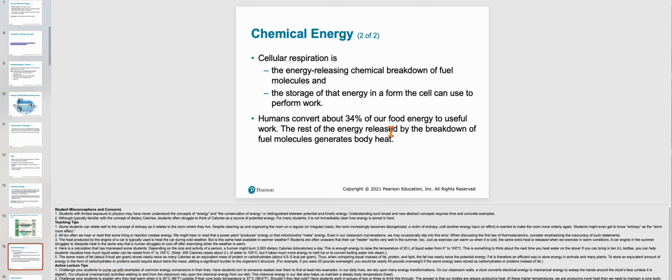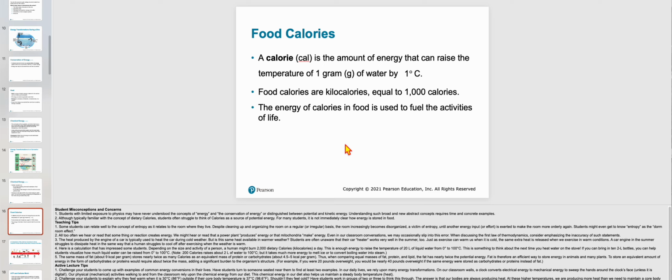Okay, this slide here just lets you know how efficient we are. Humans only convert about 34%. The rest of it goes in the form of heat. So we're not as good as some cars are. We're not as good as some other mechanical things. We are not great. Most of our energy goes in the form of heat. And that's why we stay at 98.6 degrees. Because we are warm-blooded animals, and we're warm-blooded because of the fuel that we eat to stay warm. Okay, next slide.